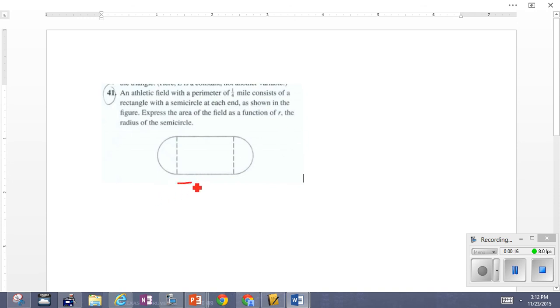Well, first off, we have these straightaway lengths, which we're going to designate as x. So certainly the perimeter will have two of those, and it also has two semicircles of radius r, which make up an entire circle, which is 2 pi r, and that's said to be equal to 1/4. So that's one working equation.